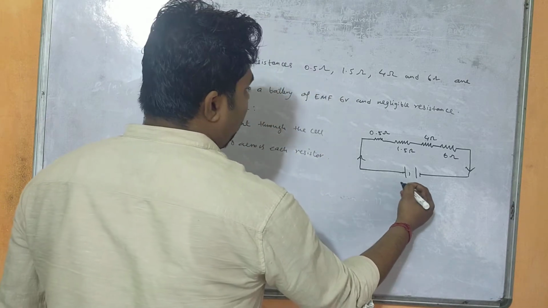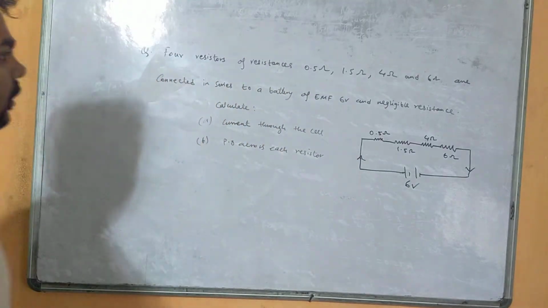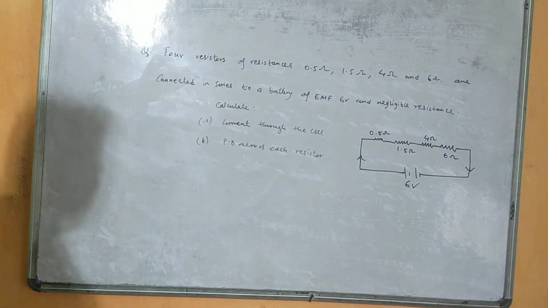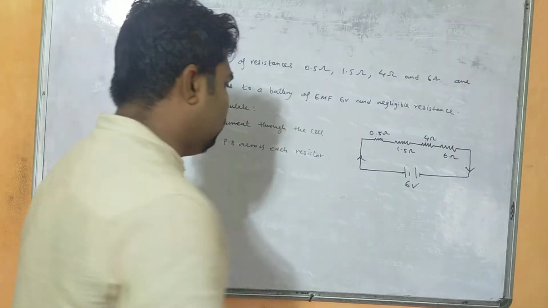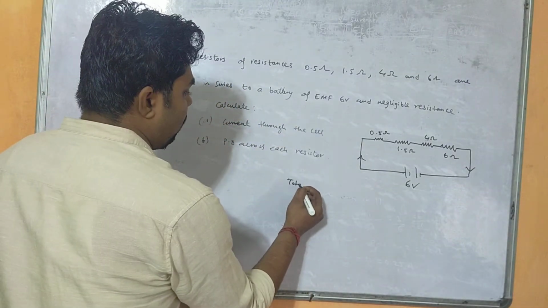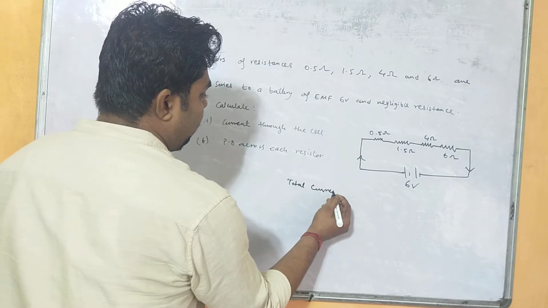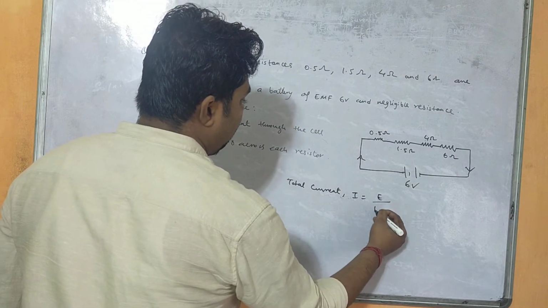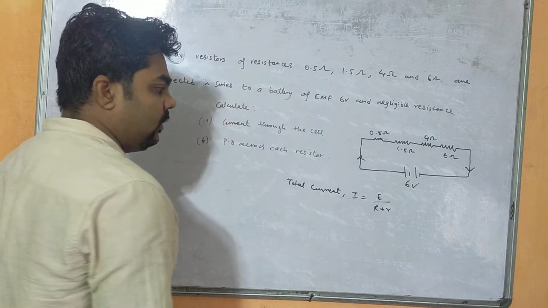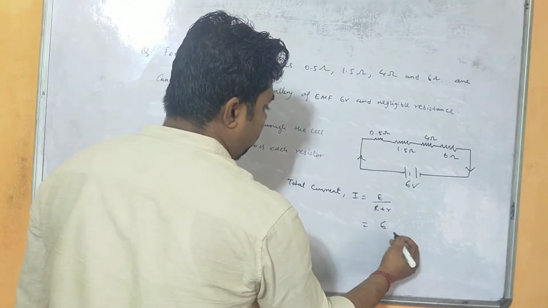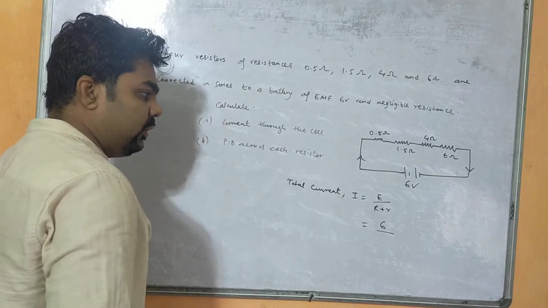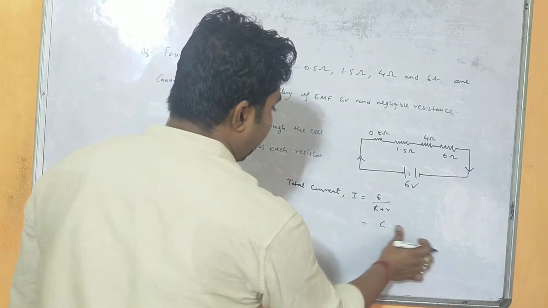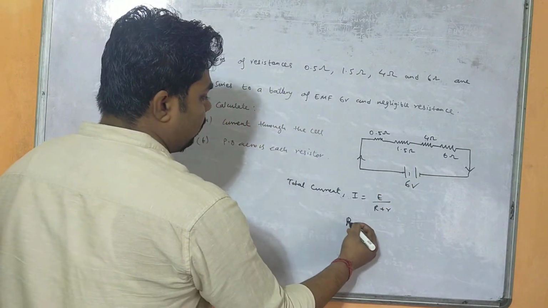So battery of 6 volt here. We need to calculate the total current through the cell. The total current flowing through the circuit is I equals total EMF by total resistance. Total EMF is 6 volt here, and total resistance we need to calculate, and internal resistance is 0.